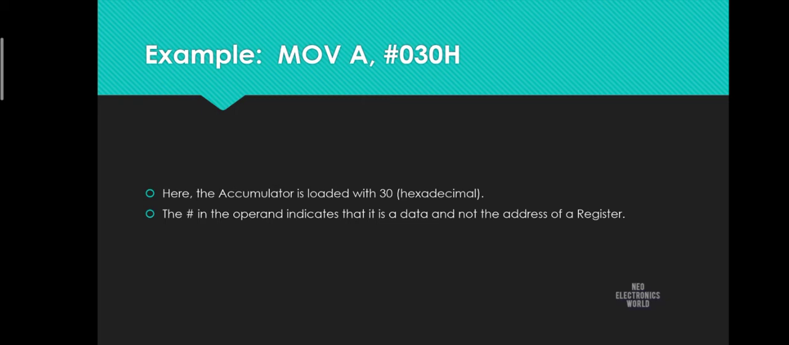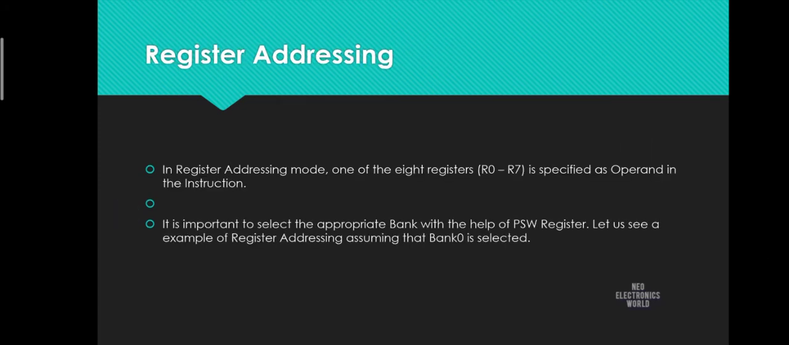That is MOV A, #030H. Here A stands for accumulator. The accumulator is loaded with 30 hexadecimal. The accumulator is loaded with 30.